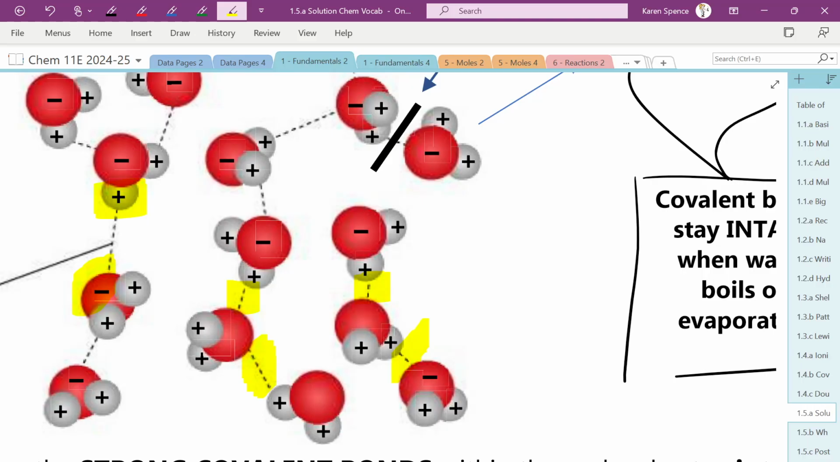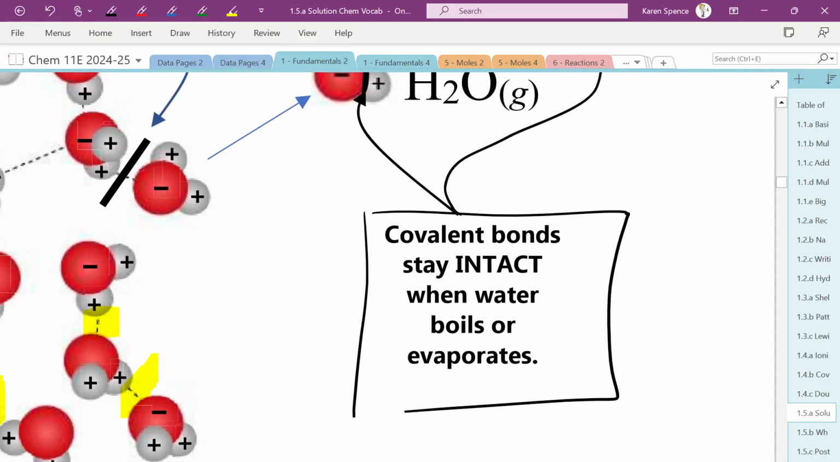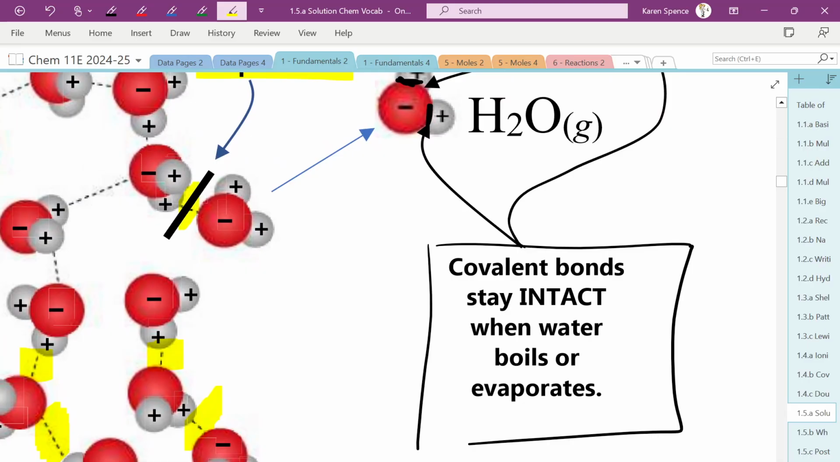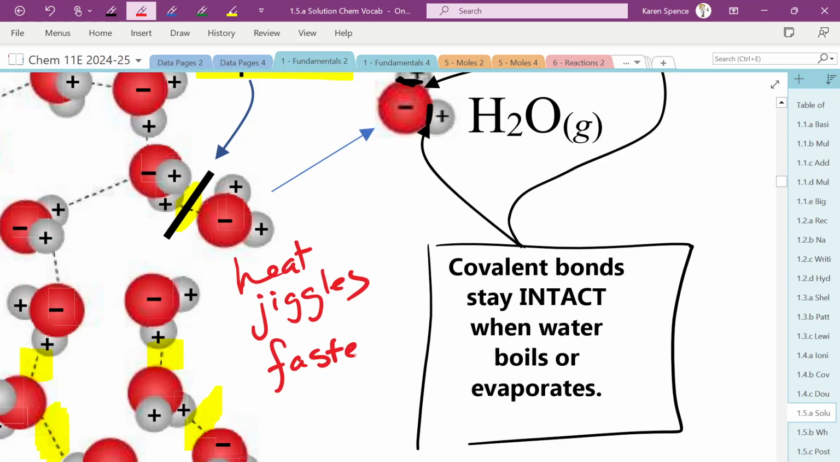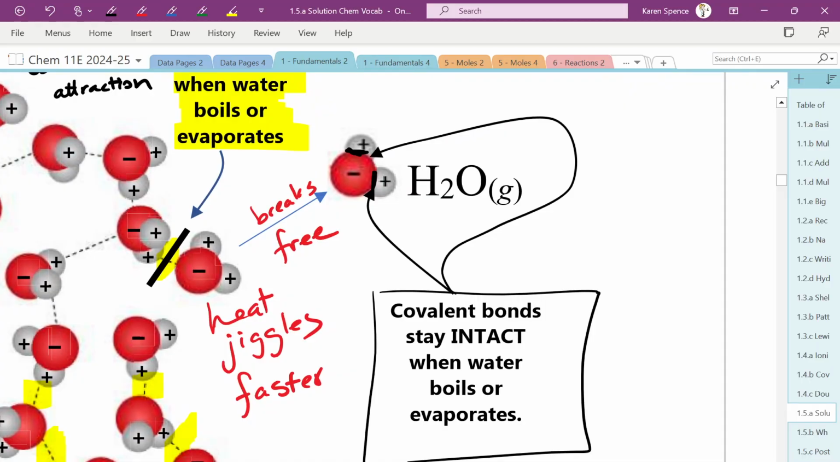So, what do you guys think of that? So when we boil the water, we have broken the intermolecular force, right? And this water, okay, so we heat it, it jiggles faster. And then it breaks free. And then we have a water gas, but those covalent bonds stay intact because covalent bonds are very strong.